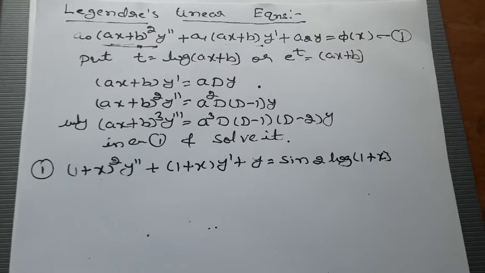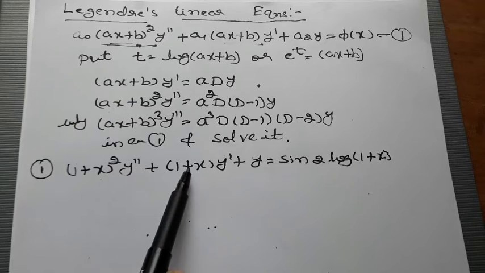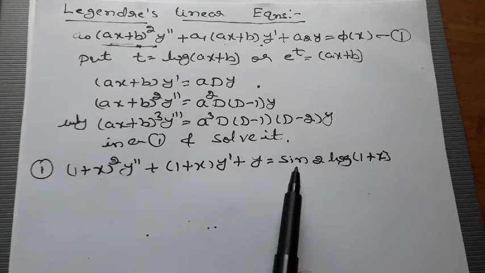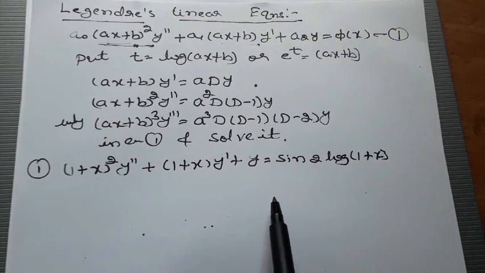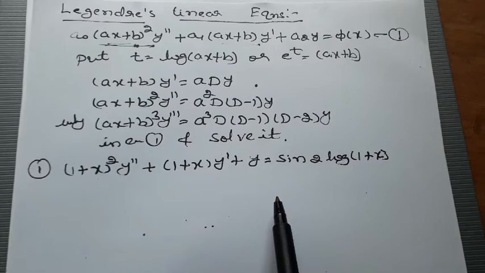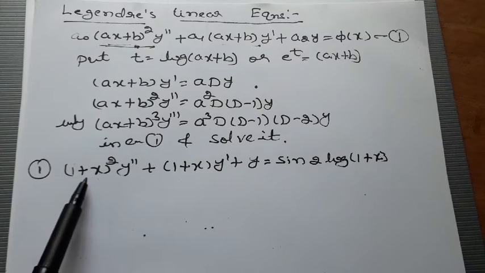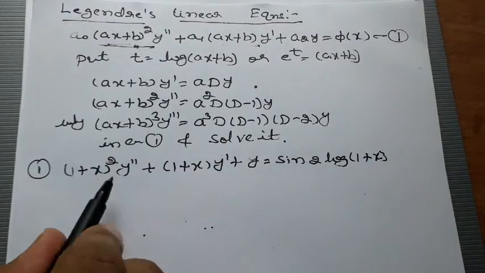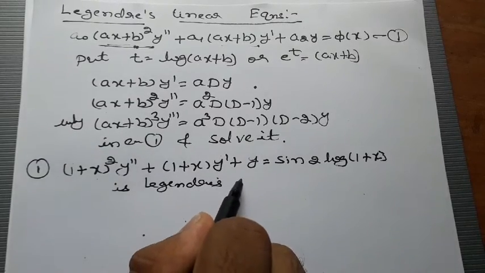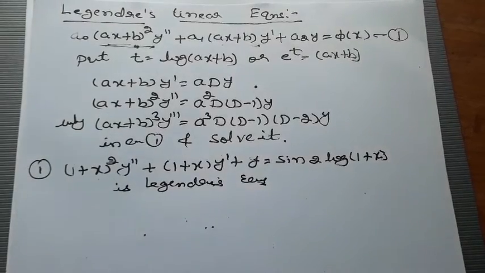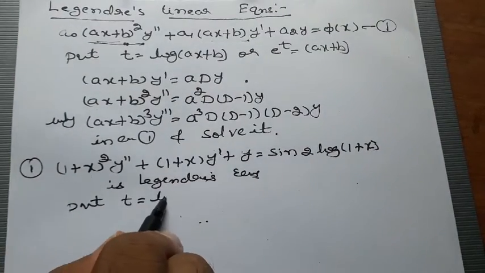Okay, now we move on to the first problem. Solve (1 plus x) whole squared y double dash plus (1 plus x) to the power of 1 y dash plus y is equal to sine of 2 log of 1 plus x. How do we know the given equation is Legendre's or Cauchy's? As I said, Cauchy's means x terms and Legendre's means ax plus b terms. So this is in the form of ax plus b, so this is a Legendre's differential equation, correct.